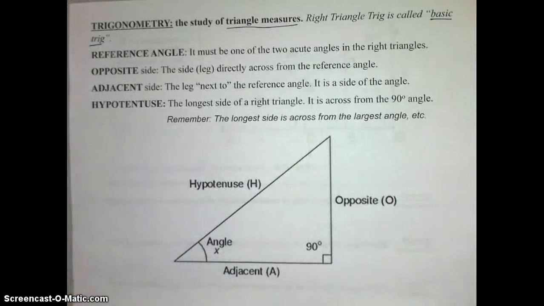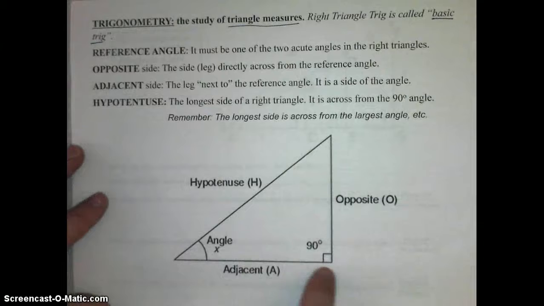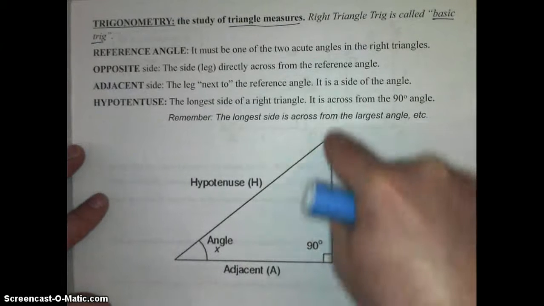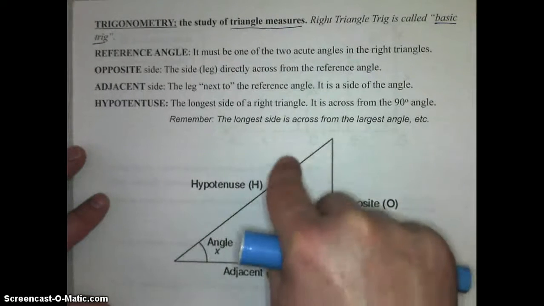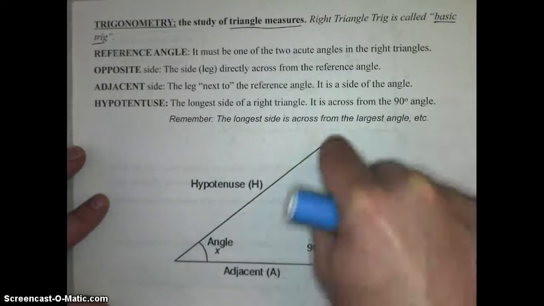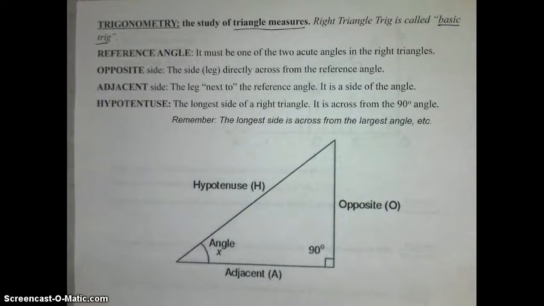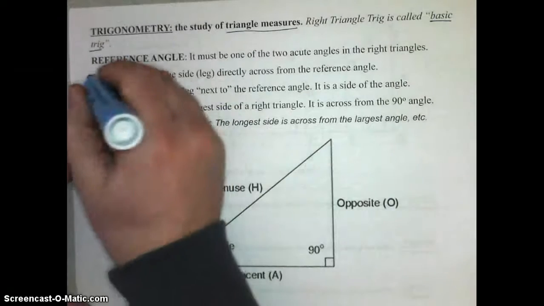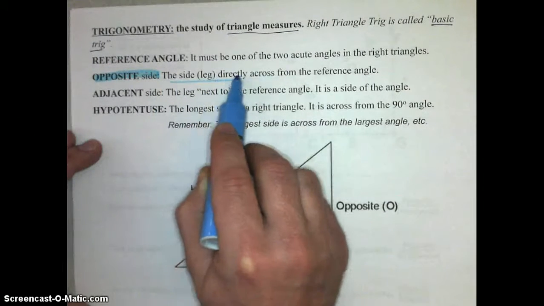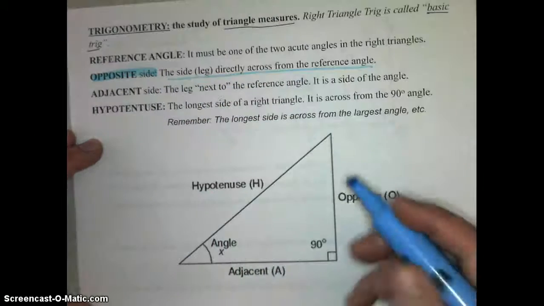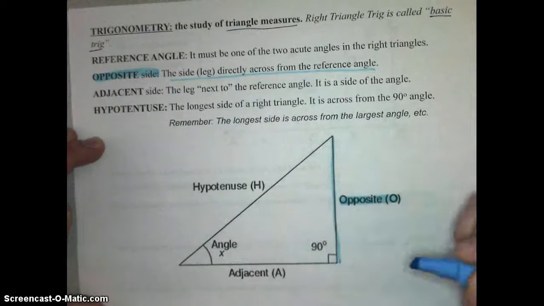And then we should be able to talk about these sides in terms of whether they are adjacent to that reference angle, opposite from that reference angle, or the hypotenuse, which is always the same no matter which of these acute angles you make the reference angle. The hypotenuse stays the side that is opposite the right angle. So for our opposite side, it's the leg that is directly across from the reference angle. So this would be our opposite leg, or opposite side.